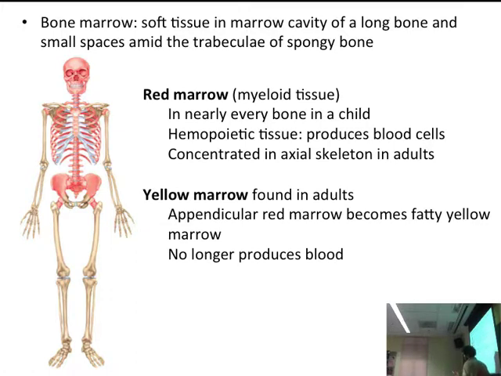However, as you become an adult, the appendicular skeleton, the long bones, become yellow, which is basically fat stores. The marrow in your long bone becomes fat, and it's just a repository. However, you do maintain a little bit of red marrow in some of the flat bones of the pelvis and the cranium as an adult.